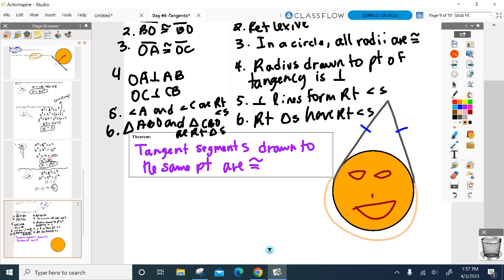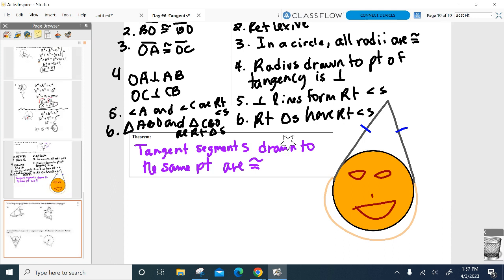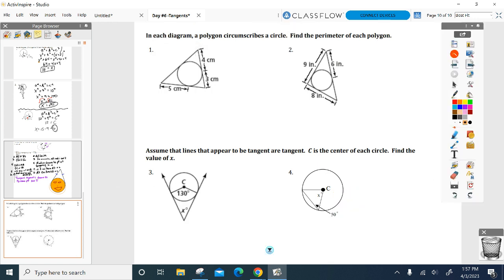Questions about the tangent segments? All right, yes, I can use it in a proof, but how do I use it in some algebra questions? Here you go. Take a look at number 1. Here's where I can use this theorem. What is the perimeter of this triangle?